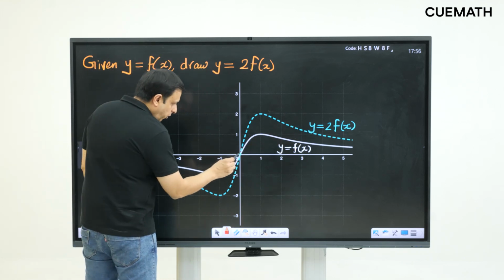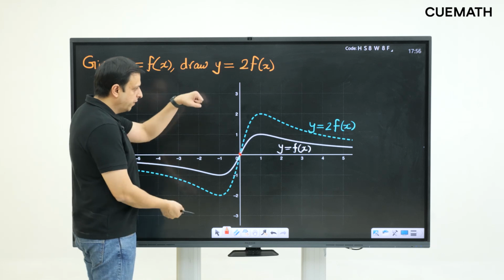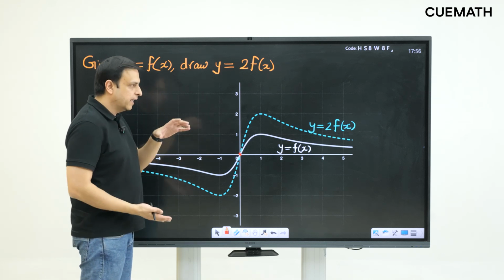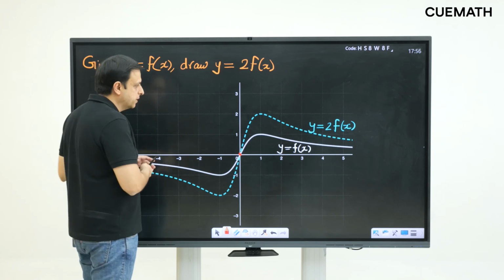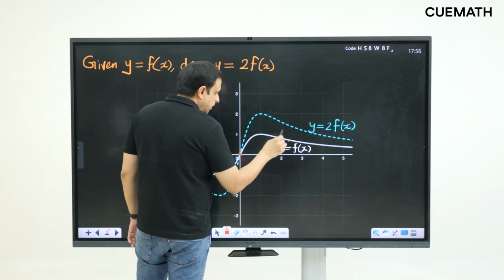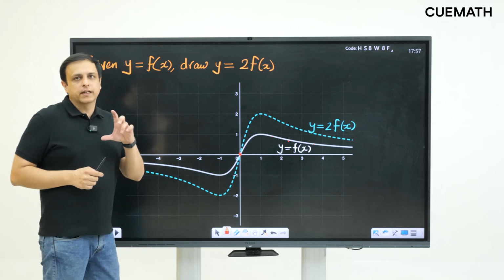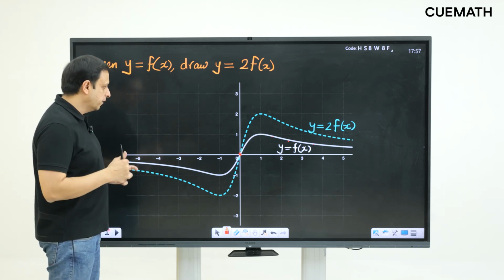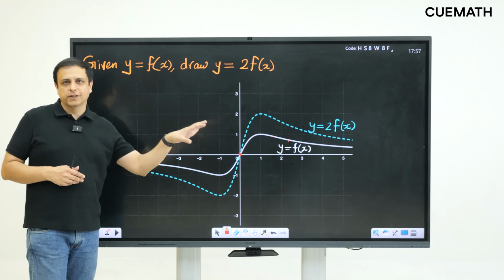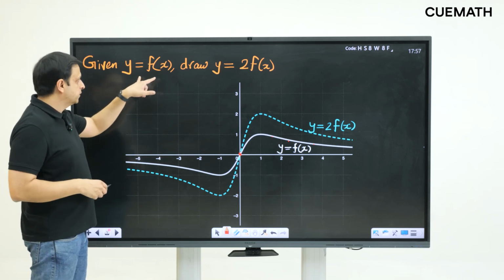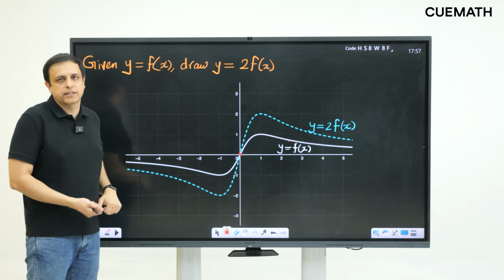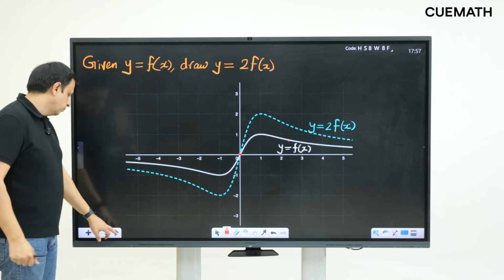So, this point here stays where it is, but everywhere else you can visualize a stretching that has happened or a scaling that has happened to the original function. So, every point on the original function, the y coordinate of that point has doubled to give us the transformed point. So, that is what is really going on here in terms of transforming f of x to twice f of x, a vertical scaling, a vertical stretching by a factor of 2.